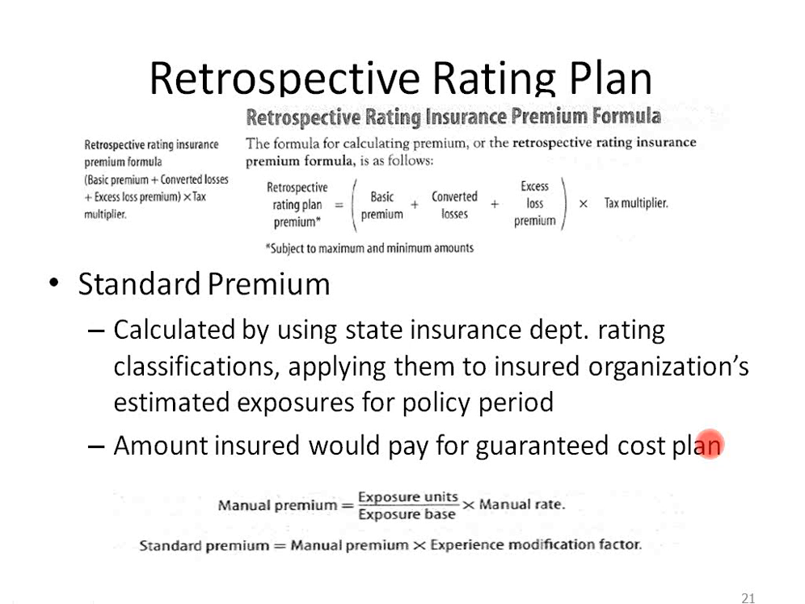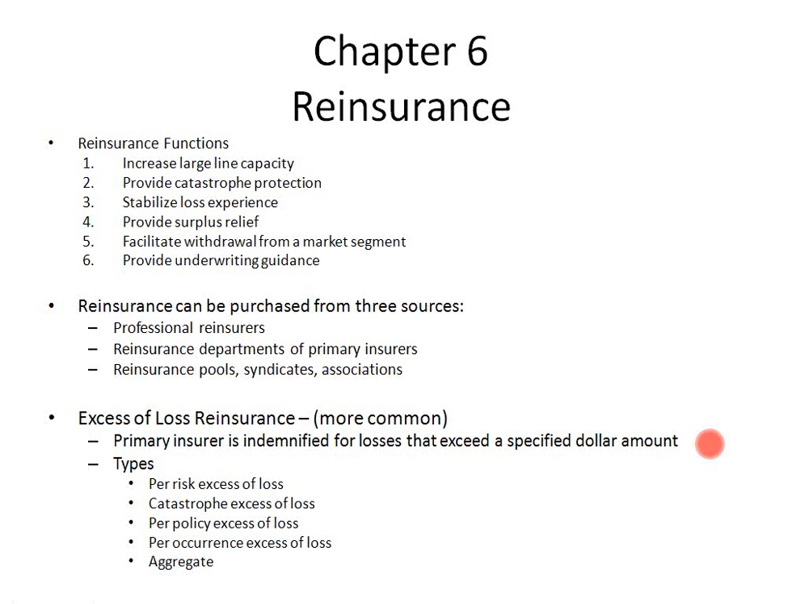They typically, at least when we do net present value and all that, provide the formulas. There should be a formula tab, but you need to understand how to use it and what the various elements are. So this is the rating plan. You need to understand, for retro plans, what's considered basic premium, converted losses, loss premium, the tax multiplier, and how experience modifications work. So you want to make sure that you understand this portion for the retro program.